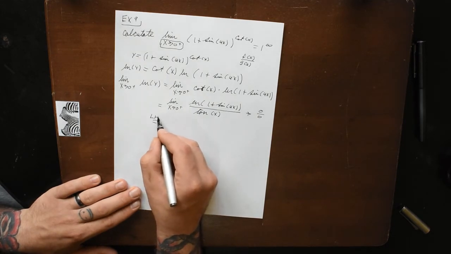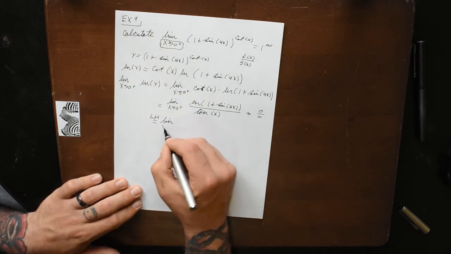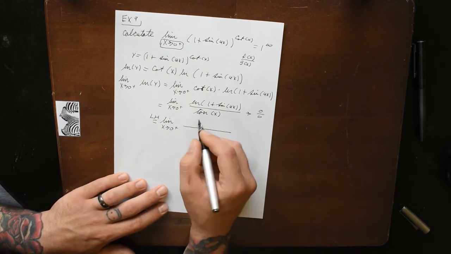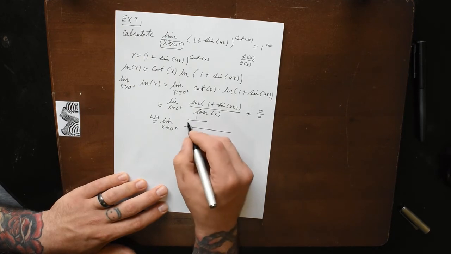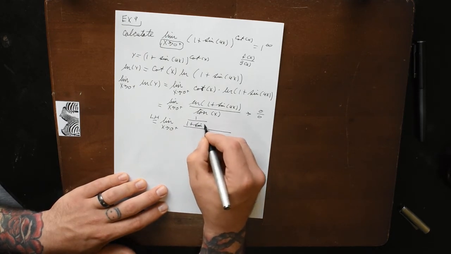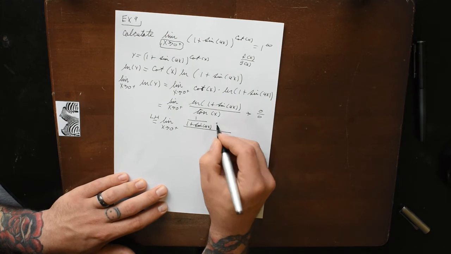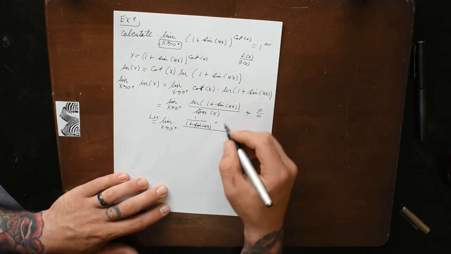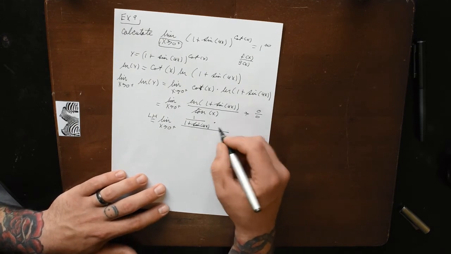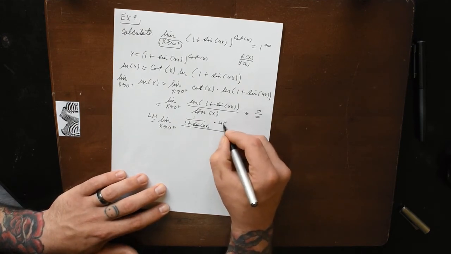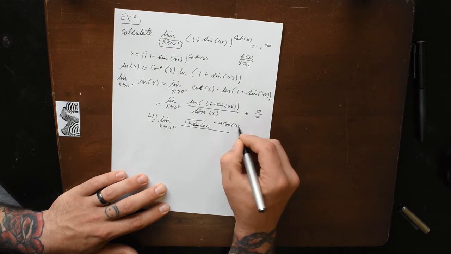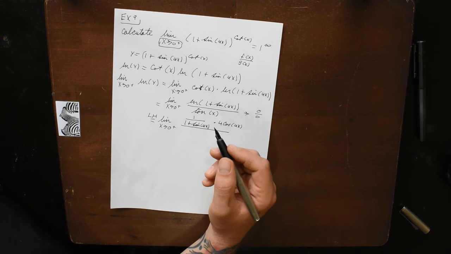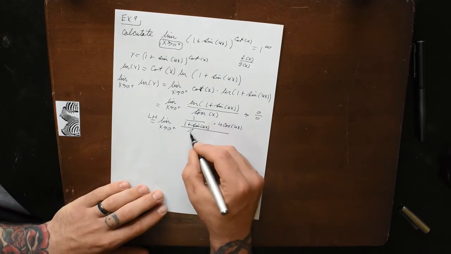Equal to, by L'Hopital, the limit as x goes off to 0 from the right of 1 divided by 1 plus the sine of 4x, times the derivative of the inside. Well, the derivative of 1 is 0. The derivative of sine of 4x will give us 4 times the cosine of 4x, all divided by the derivative of the bottom, and the derivative of tangent is secant squared.